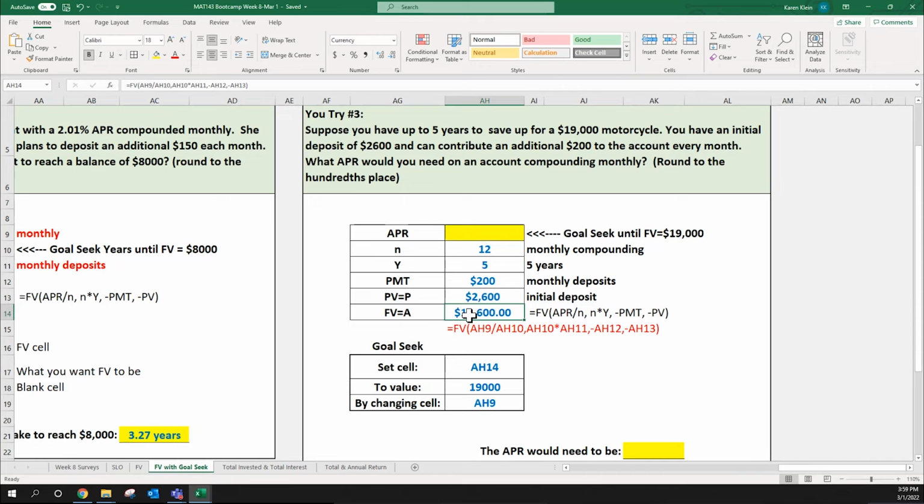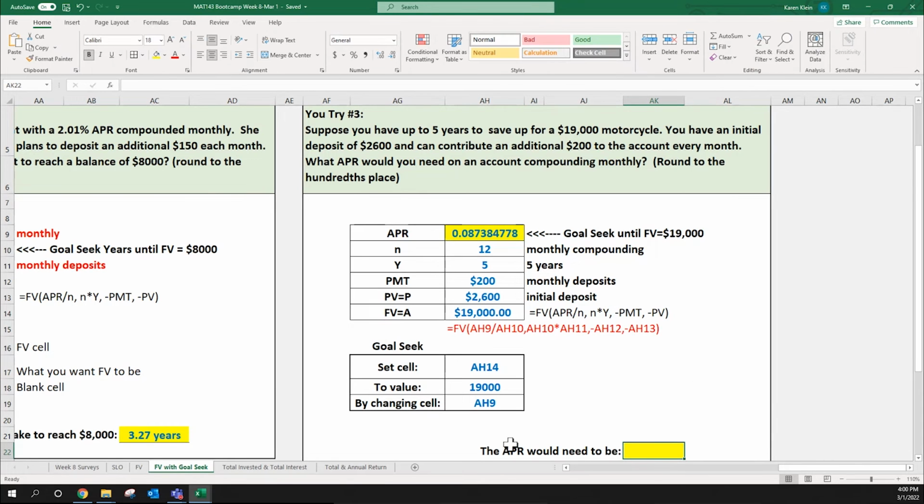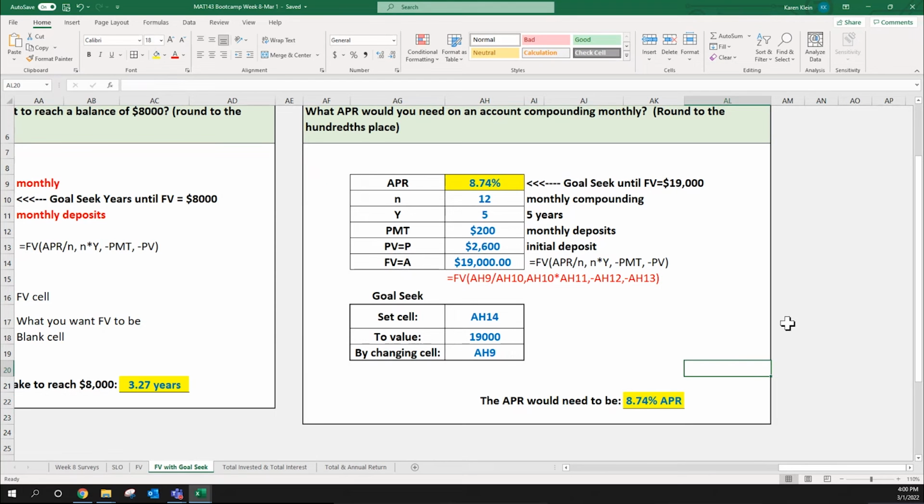So I'm going to highlight the cell with my formula. We're going to click on What-If Analysis, Goal Seek. So we have AH14. We're going to set that value to $19,000. That's how much we're trying to save up for a motorcycle by changing the APR. So in order to get our APR, we're going to convert that into a percentage. So I'm going to click on this percent sign and I'm just going to expand my decimal places. We get 8.74% for our APR. 8.74%.